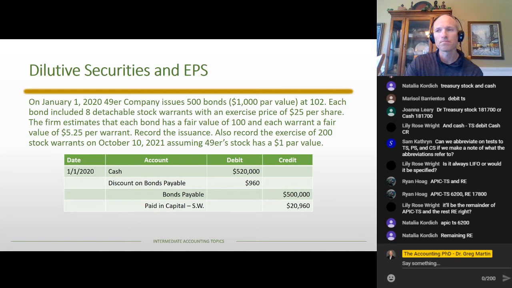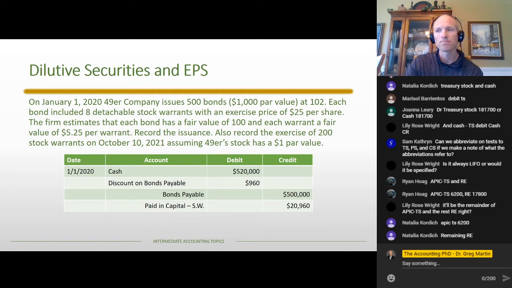Hopefully that makes sense. So then the next part of the journal entry is the exercising of the stock warrants. Let me walk through this again. First of all, we have to think about the paid in capital stock warrant entry amount. We know that the total we allocated to the paid in capital stock warrant account is $20,960. And that represents 4,000 stock warrants.